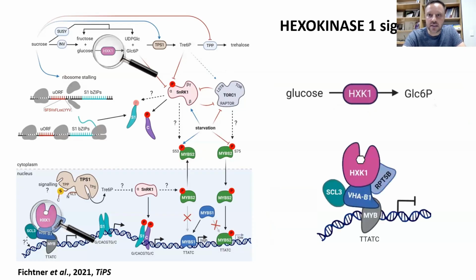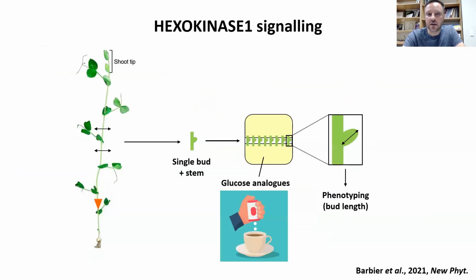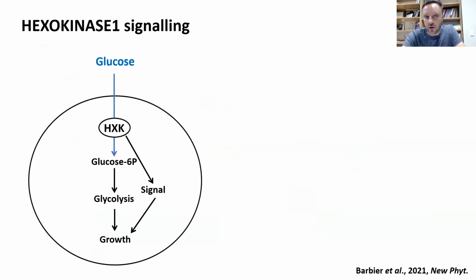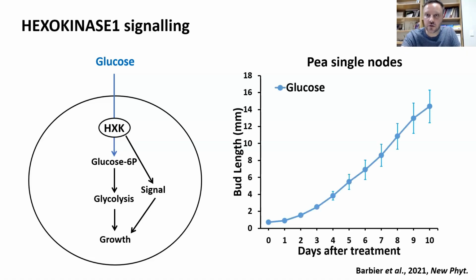and also has a signaling function, notably due to the fact that it can go to the nucleus and regulate the transcription of some target genes. And so here I use the same approach that I did with sucrose. I use glucose analogs that I fed to single P nodes. And first I fed glucose, which is the endogenous substrate of hexokinase. And as you can see here, it can trigger axillary bud outgrowth.